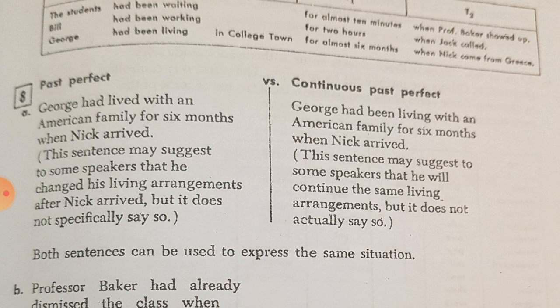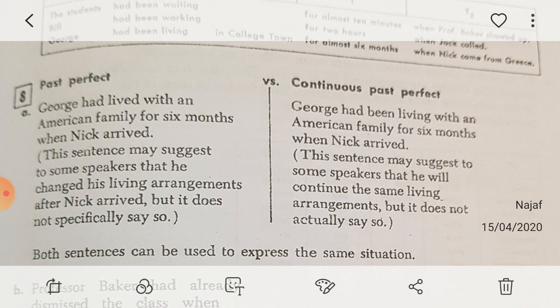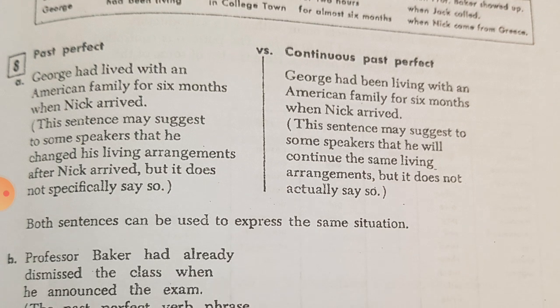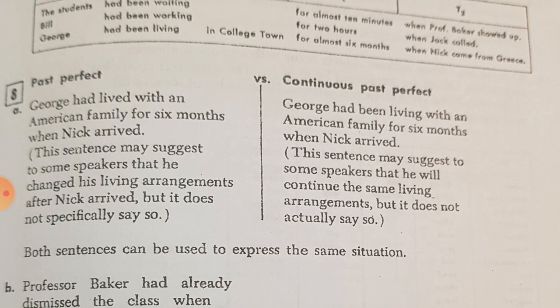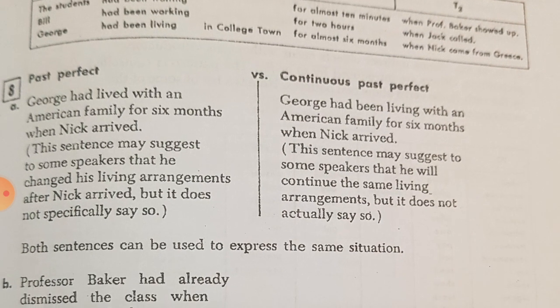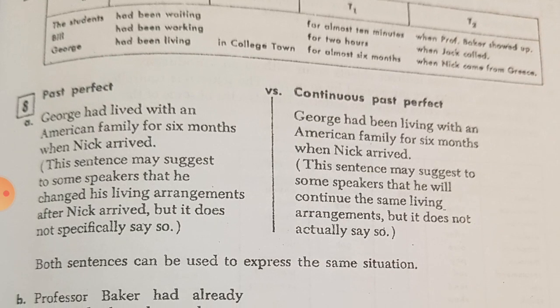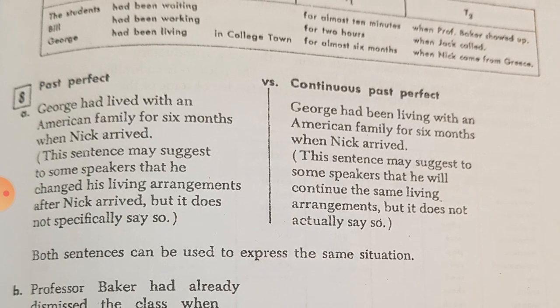This sentence may suggest to some speakers that he will continue the same living arrangements, but it does not actually say so. So, I don't want to confuse you. This wants a lot of explanation, but keep in your mind when you want to use the past perfect continuous, you want to emphasize the duration of the first sentence rather than the other, but it's interrupted by a third one.